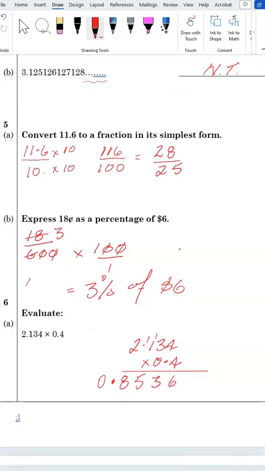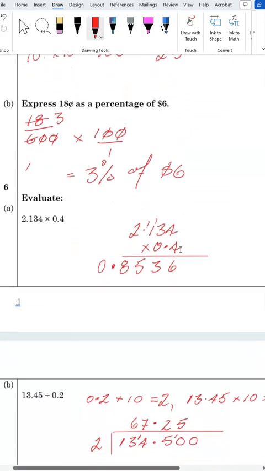18 cents as a percentage of $6, that's 18 out of 600. One amount as a percentage over another amount, you multiply by 100. That's like the test score. Remember the 37 out of 40? One over the other, multiply by 100, that's 3%.